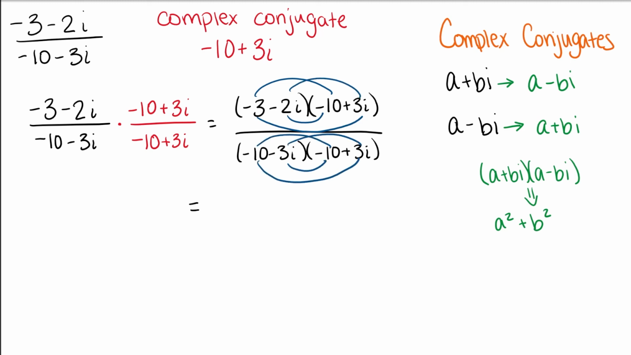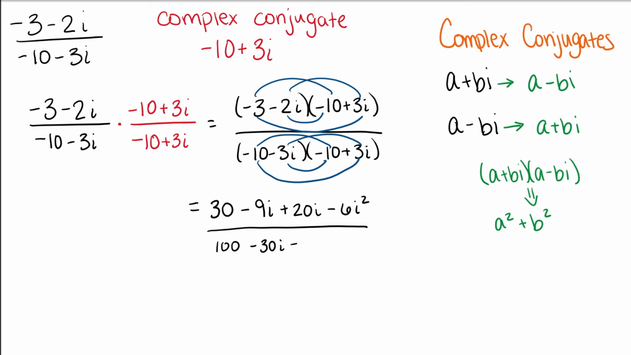Negative 3 times negative 10 is positive 30. Negative 3 times 3i is negative 9i. Negative 2i times negative 10 is positive 20i. And negative 2i times positive 3i is negative 6i squared. In our denominator, negative 10 times negative 10 is positive 100. Negative 10 times 3i is negative 30i. Negative 3i times negative 10 is positive 30i. And negative 3i times positive 3i is negative 9i squared.